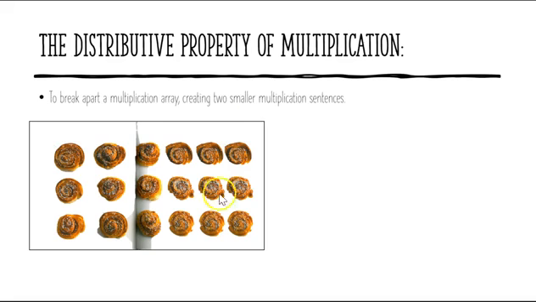In this example, I have a recipe book with cinnamon rolls. I see 3 rows and 6 columns. My sentence would look like this: 3 times 6.